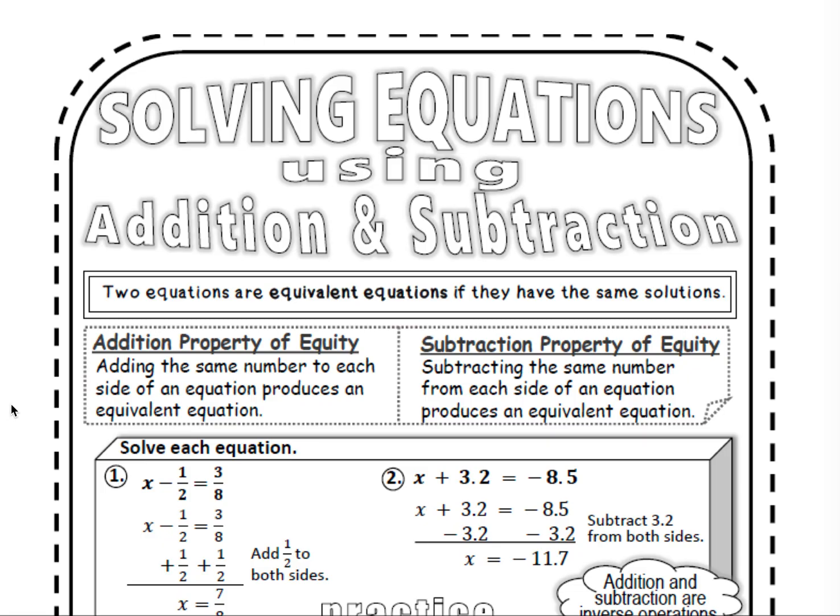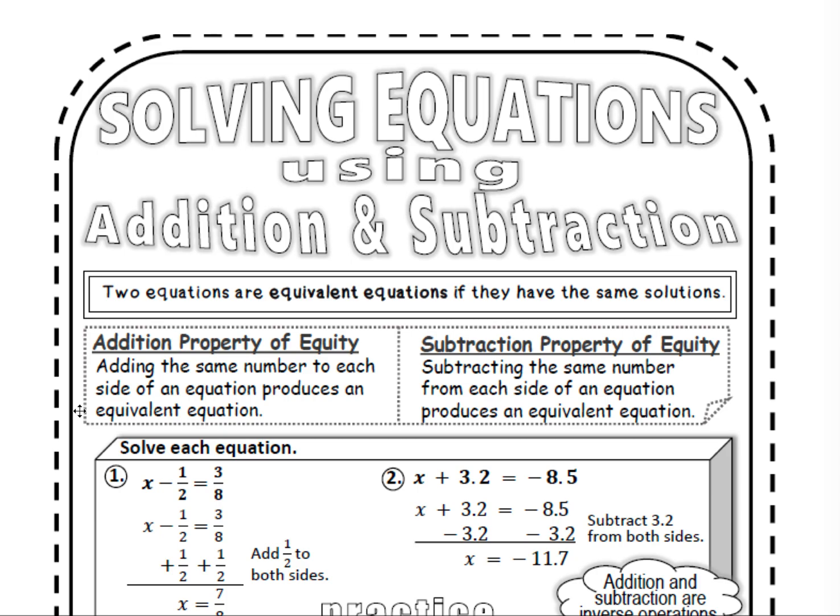All right, so solving equations using addition and subtraction. If we're looking at two equations, they are equivalent equations if they have the same solutions. In order to keep our equations equivalent, you have to use one of these properties of equality if we're doing addition or subtraction. So the addition property of equality means adding the same number to each side produces an equivalent equation. So the value of the equation stays the same even though it looks a little different.